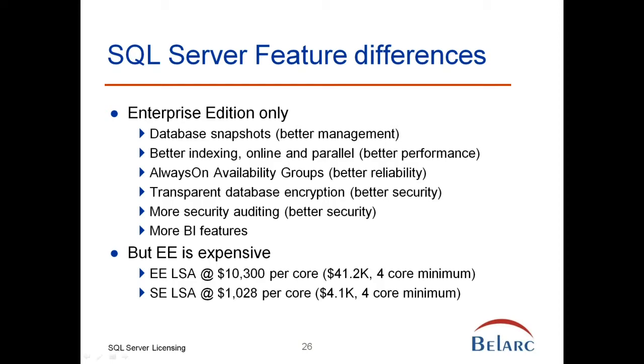An inventory to actually count the number of cores that you need licenses for, since every one is significant. But you can see the ratio of the Standard to the Enterprise is pretty significant. So if you can get by with the Standard, you can save quite a bit of money over the Enterprise.